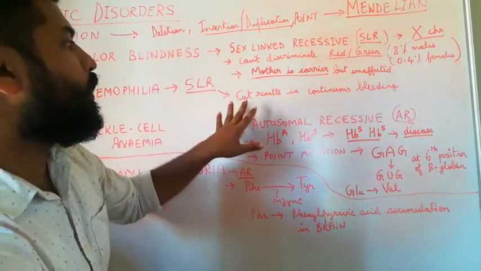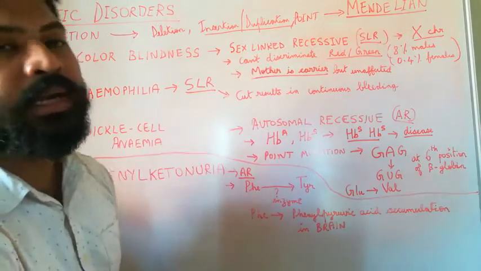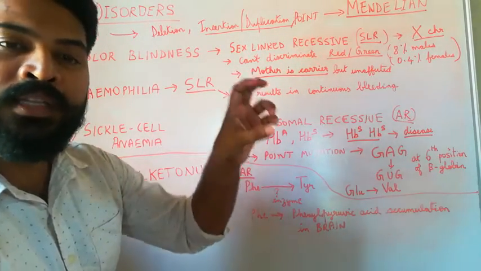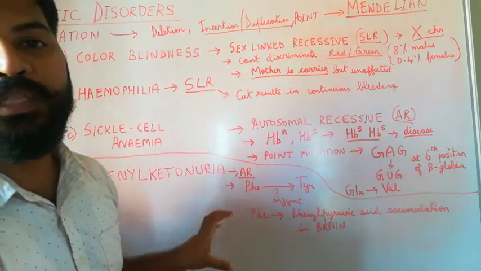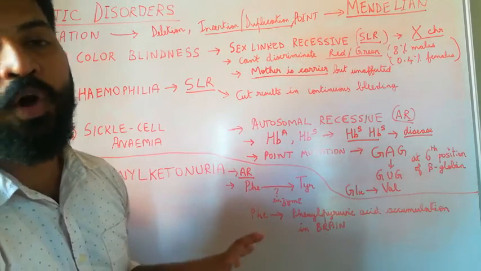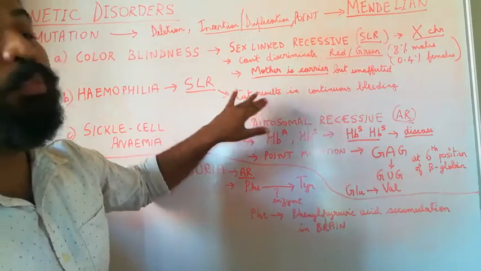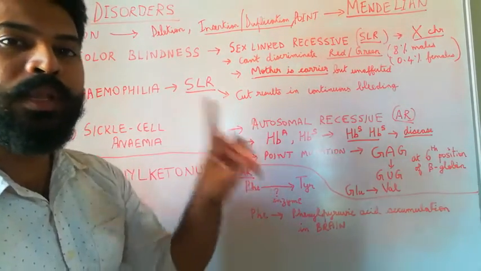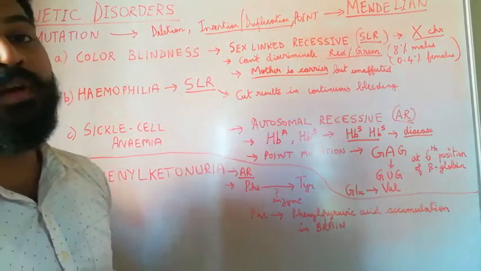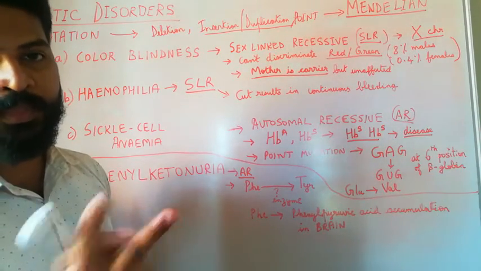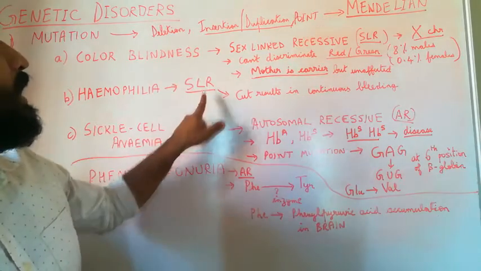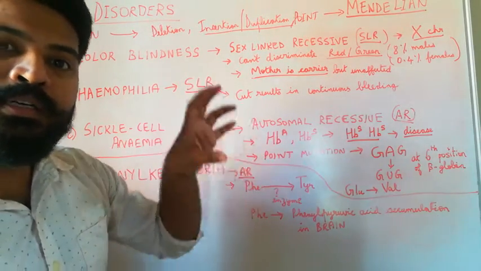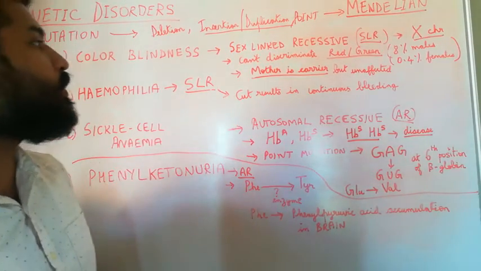So once again, like color blindness, only when the mother is a carrier and father is hemophilic, only then the daughters will carry the disease, or else this disease is seen mostly in males only, because males have only one X chromosome, whereas females have two X chromosomes. Therefore, it is sex-linked recessive disorder, meaning for the disease, there should be a recessive condition.